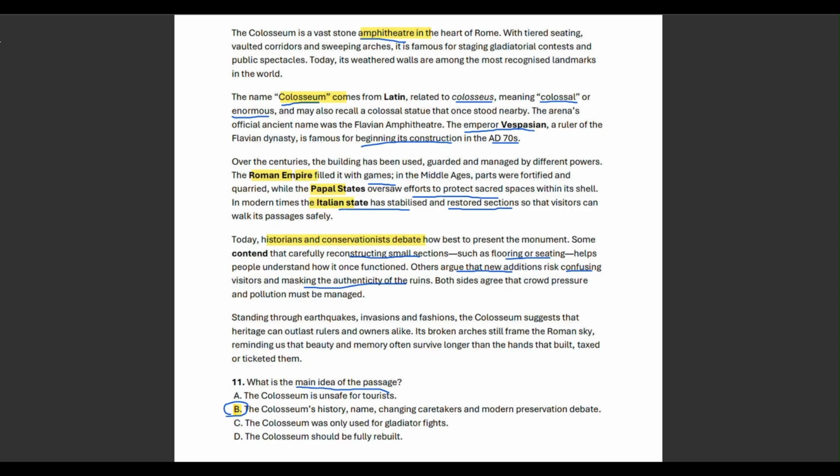Option A isn't right because the passage says visitors can walk through the Colosseum's passages safely when managed well. Option C is too narrow because the text mentions games, quarrying, sacred spaces, repairs, and tourism, not just gladiator fights. And D is incorrect because the final paragraph talks about whether to reconstruct small sections, not fully rebuild the whole thing. So the correct answer is letter B.